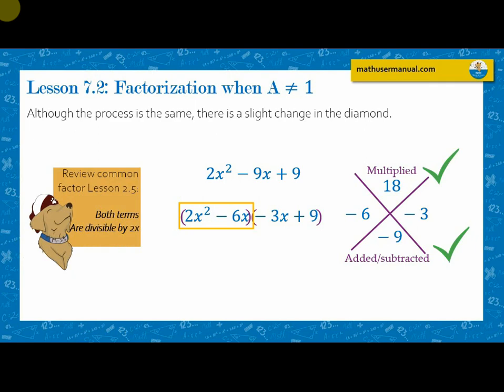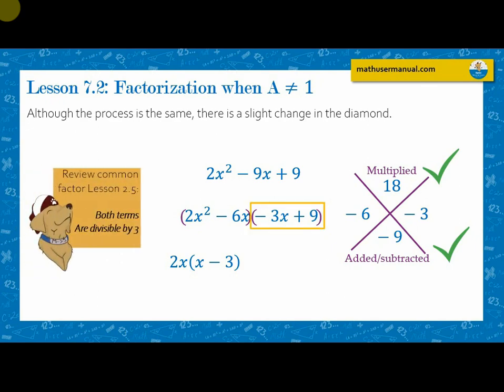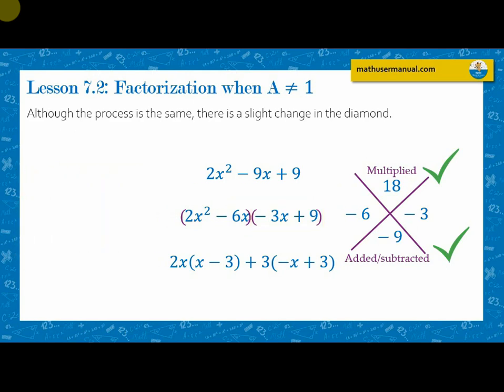You can review lesson 2.5 one more time. And this gives us the factor of 2x times x minus 3. Then we look at the second parenthesis, and we need to find a common factor in this second parenthesis, which in this case would be 3 because both terms are divisible by 3, leaving us with positive 3 on the outside and minus x plus 3 on the inside of the parenthesis.